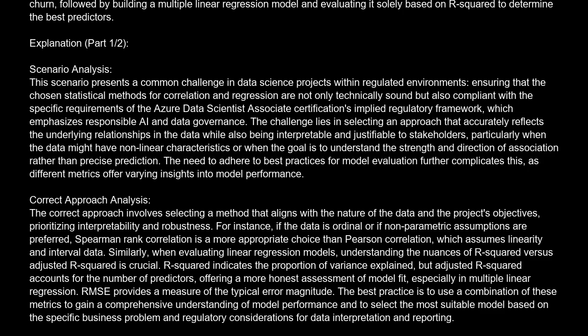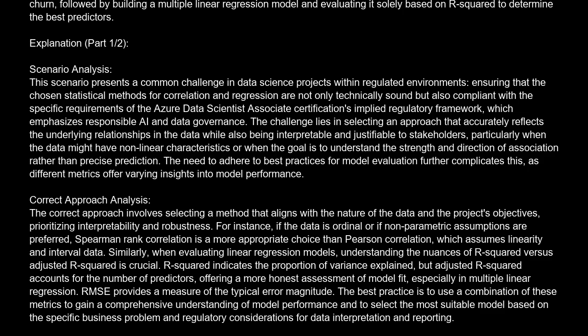Similarly, when evaluating linear regression models, understanding the nuances of R-squared versus adjusted R-squared is crucial. R-squared indicates the proportion of variance explained, but adjusted R-squared accounts for the number of predictors, offering a more honest assessment of model fit, especially in multiple linear regression.